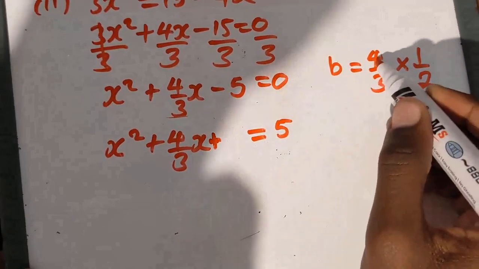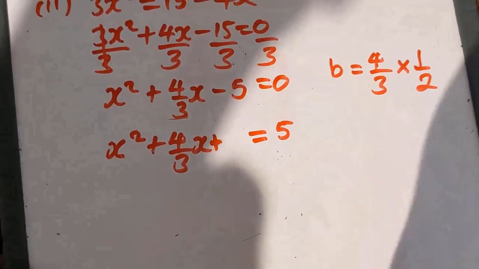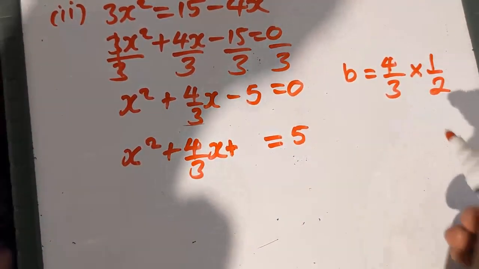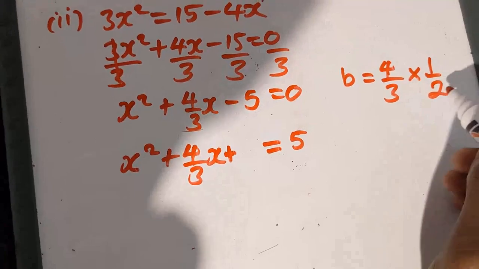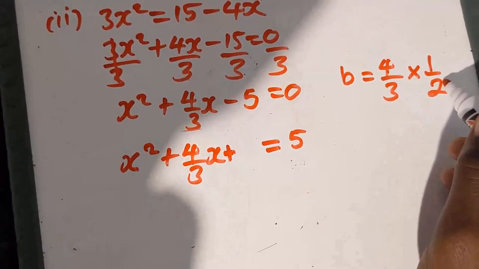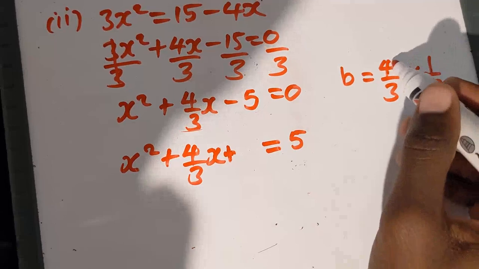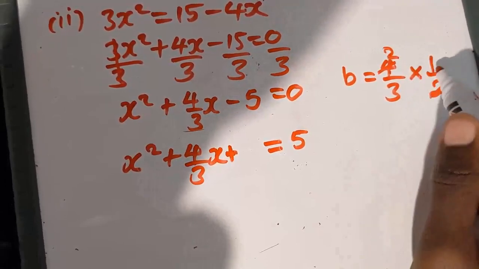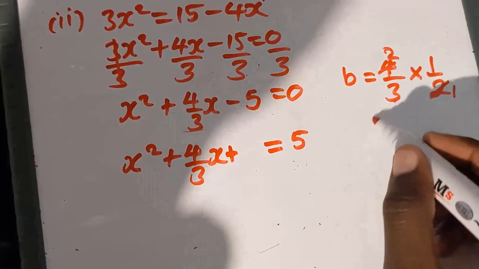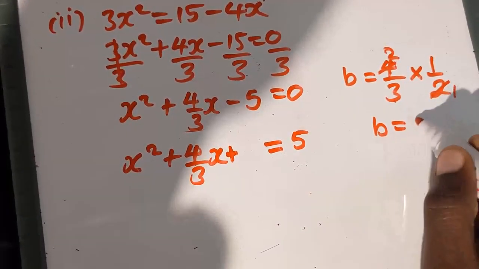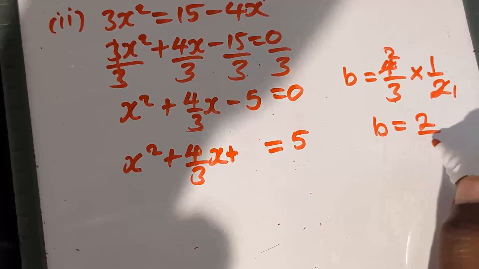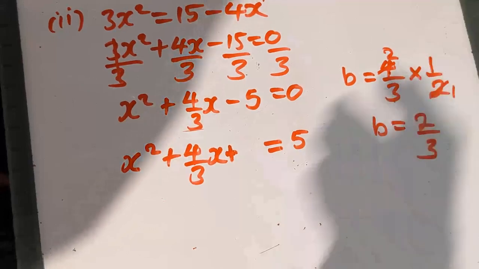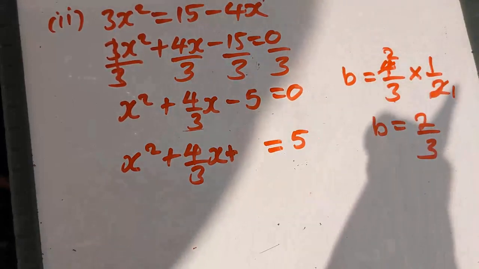Okay, so this is going to be 4 times 1, like that, or you can divide. So 2 into 2 it's 1, 2 into 4 it's what? It's 2. Then 2 times 1 is 2, then 3 times 1. So meaning that our half of b is equal to what? 2 over what? Over 3, like that. That is half of b.